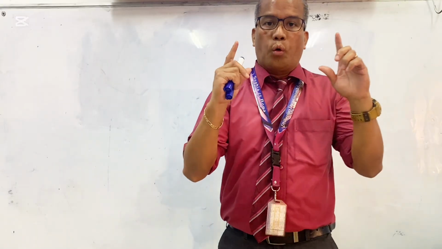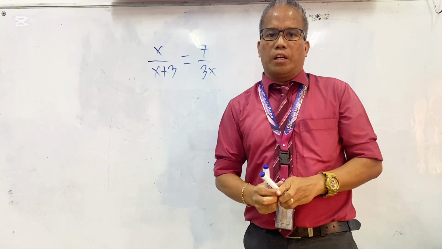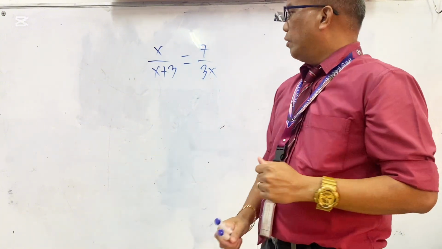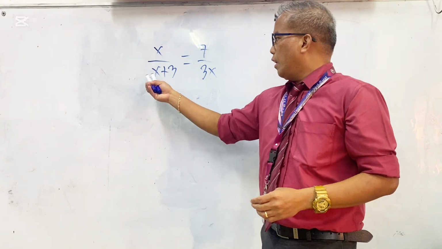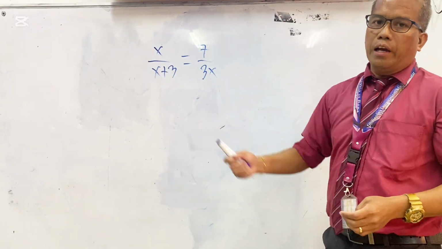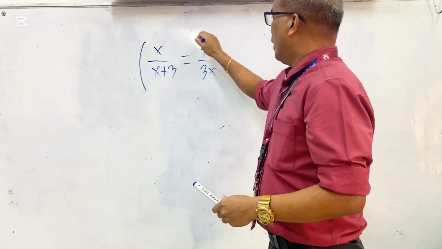Okay. Question number 6. Given the equation x over x plus 3 is equal to 7 over 3x, identify the values of a, b, and c. You will notice that the given equation is a rational equation. So all we have to do is get the LCD of this equation. So the LCD is x plus 3 and 3x, because the denominators are different. So we will use that as our LCD.